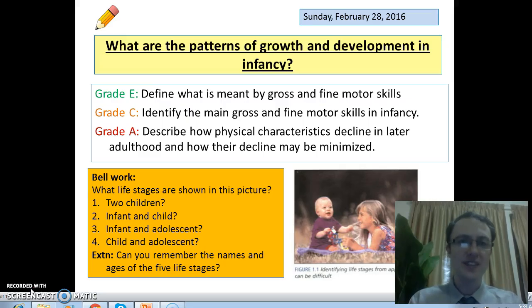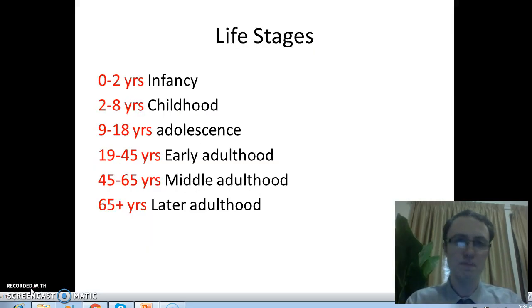We're going to be looking at this lesson, what are the patterns of growth and development in infancy? What is infancy, I hear you ask? Well, I'm glad you asked me that question because infancy, as it shows here, is between 0 and 2 years of age. That's what we're going to be focusing on. Notice the different life stages in front of you there. That's what we're going to be studying throughout this course.